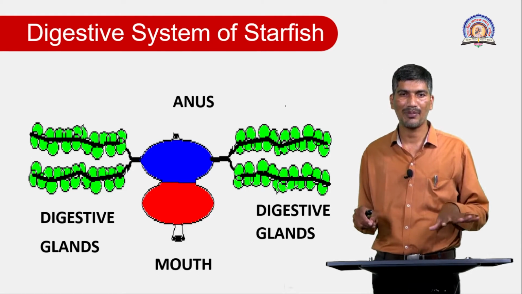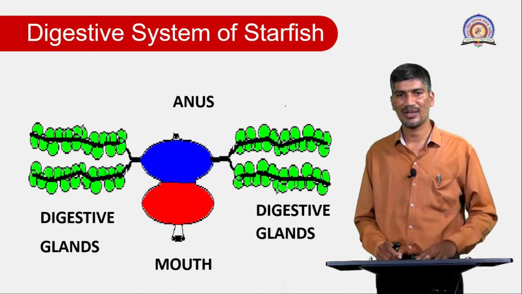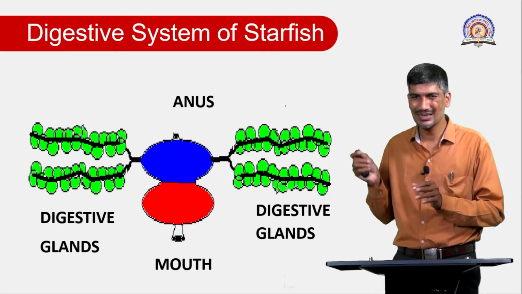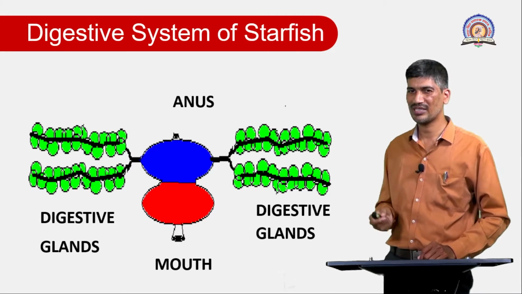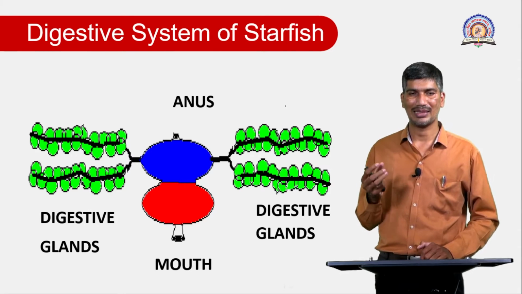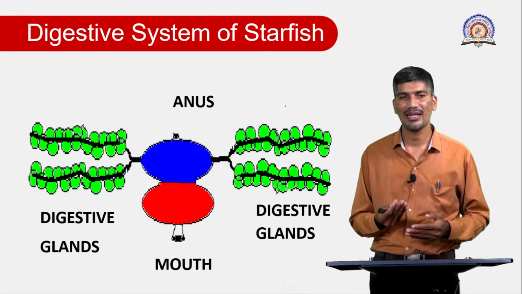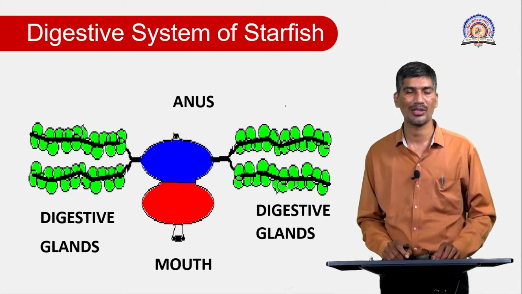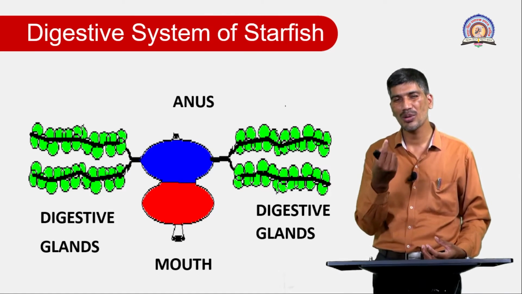These 5 arms are bifurcated, and we see green tubular portions at the bifurcation, divided into 2 parts. That green portion is known as the pyloric cecum. And finally, the alimentary canal extends from the pyloric stomach as a small tubular portion outward. This is known as the intestine.